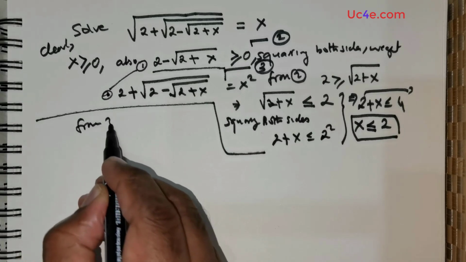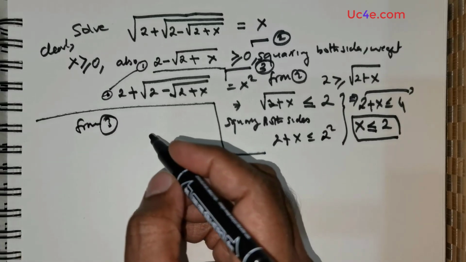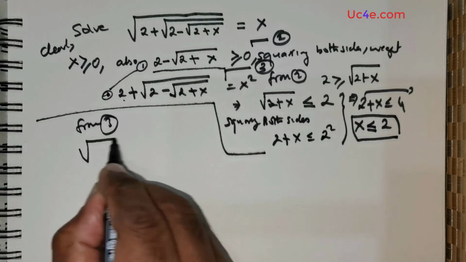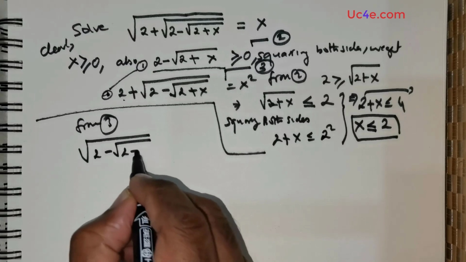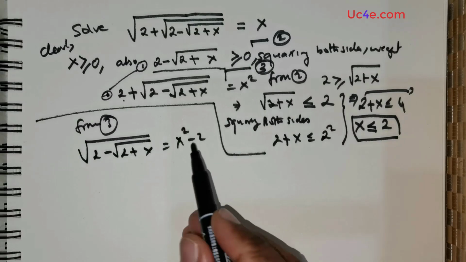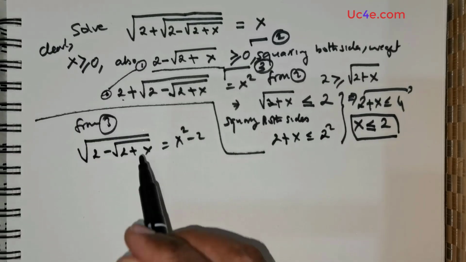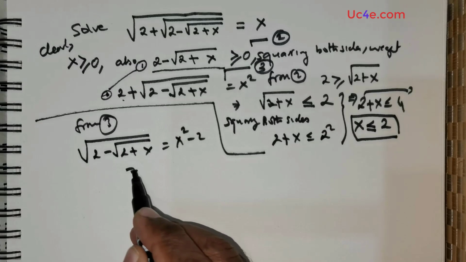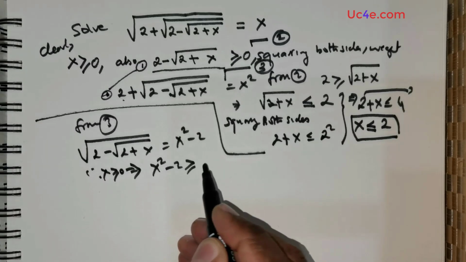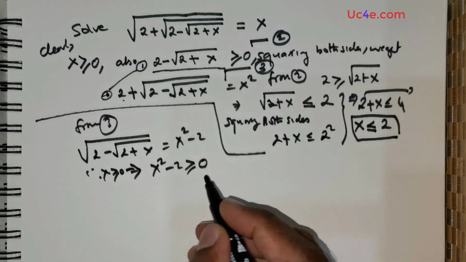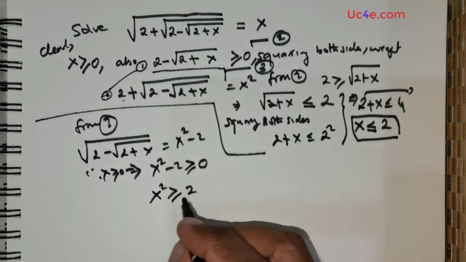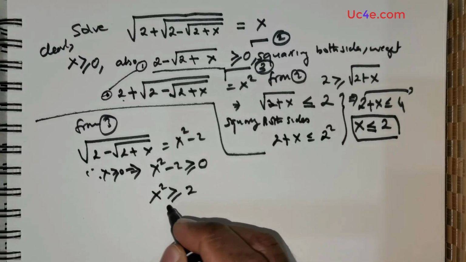Now from 3, what I can do, I would like to move this 2 to the other side. So that in turn would give me 2 negative root of 2 positive x is equal to x squared negative 2. Now x is greater than or equal to 0. So this means this is greater than or equal to 0. So since x is greater than or equal to 0, this would mean x squared minus 2 is greater than or equal to 0. Now if I were to move 2 to the other side, I would get x squared is greater than or equal to 2.